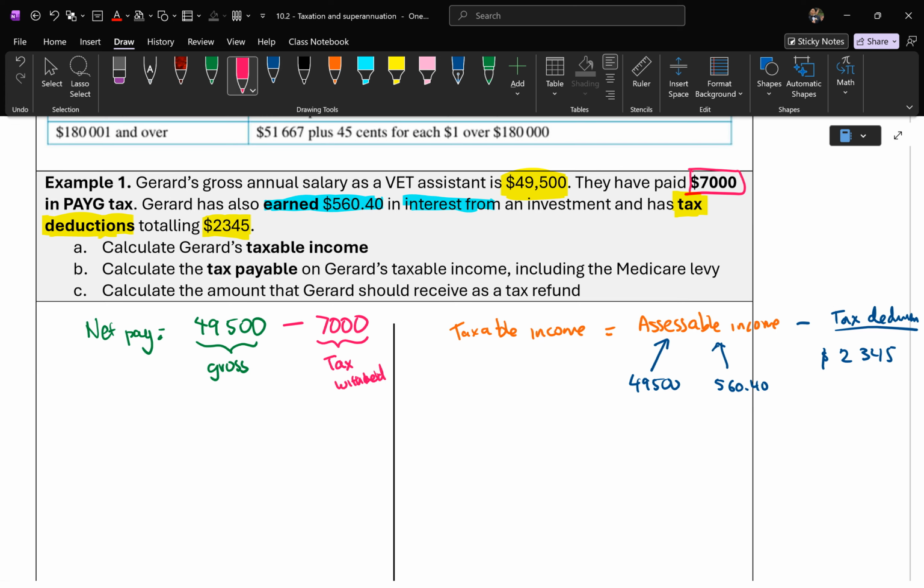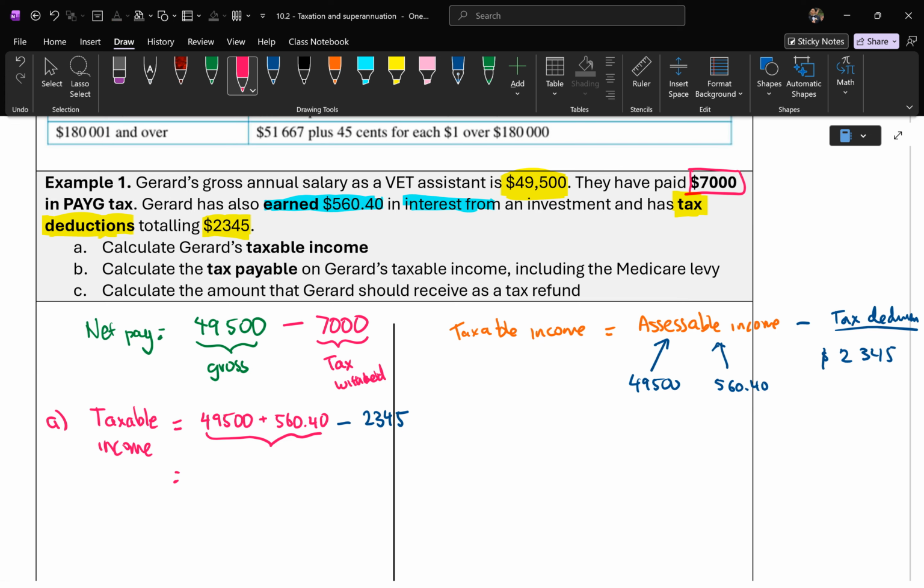But here we go. So part A, how do you answer the question? Taxable income. We know he earns $49,500 plus $560.40. That's how much he earns in total. So had he not even claimed any tax deductions, that's how much they're going to work off. Based on that amount, that's what they're going to tax using the bracket system. But since he's already calculated his tax deductions, we're going to minus $2,345 from there.